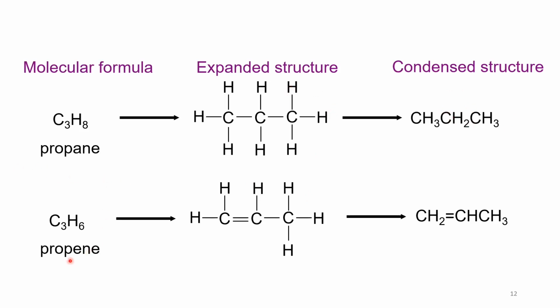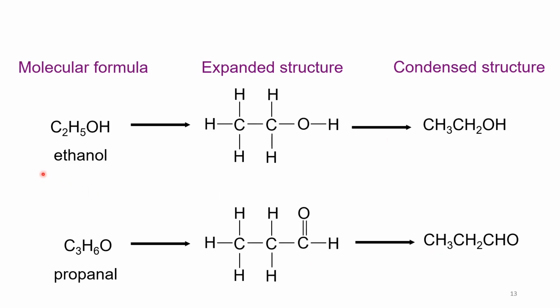Okay, so the next one is propene. Okay, and propene has a double bond. The first carbon is CH2. Okay, and then we have a double bond here. So we write double bond C, and then this carbon is attached to hydrogen, CH, and the last one is CH3. Alright, so this is the condensed structure for propene.